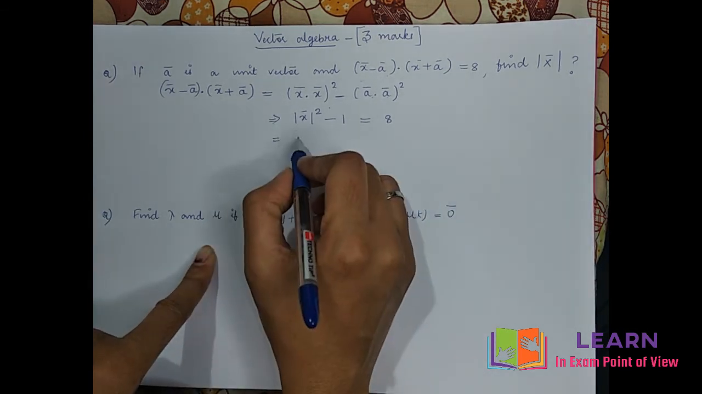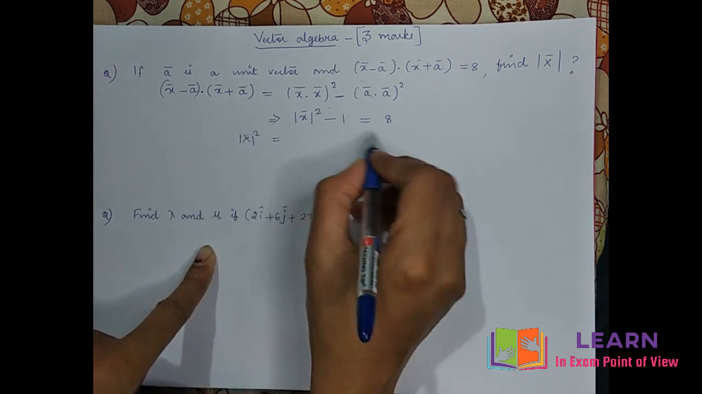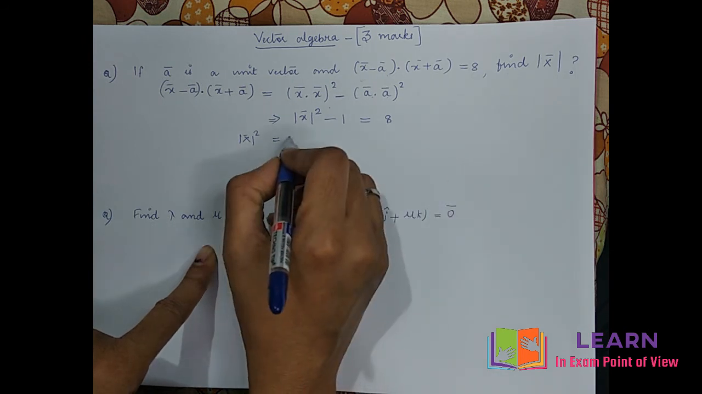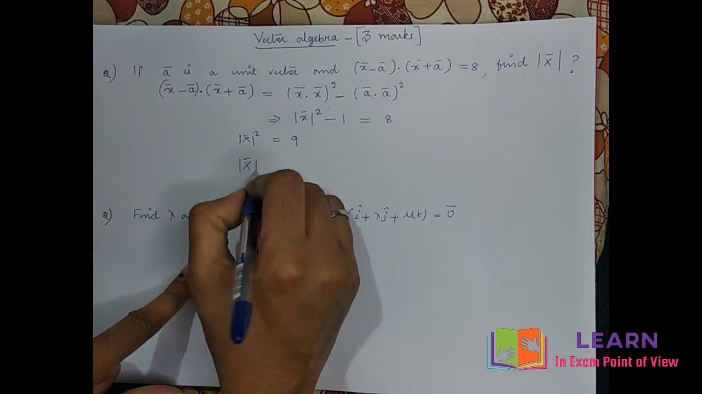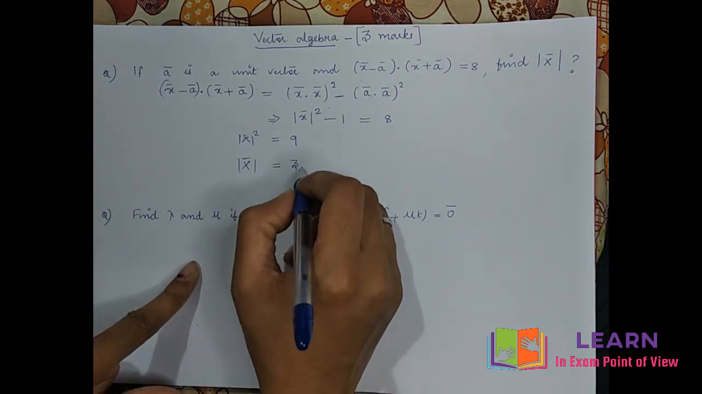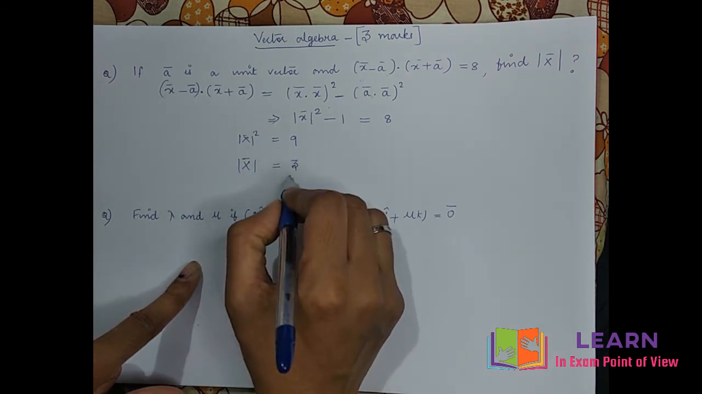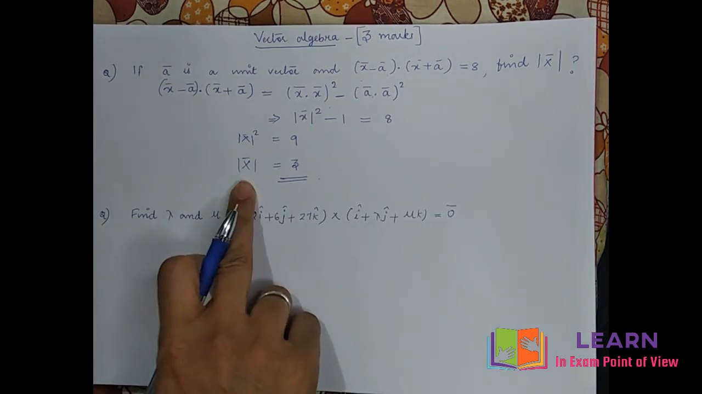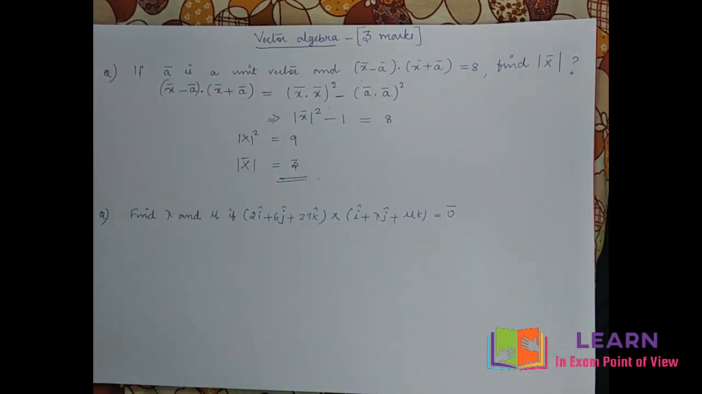Now mod x square is 8, and minus here will become plus 1, that is 9. Now mod x is what? 3. Its magnitude we have to write, so no plus or minus, since the modulus sign is there, directly you can write 3. So mod x vector is 3. It is easy, but this type also can be expected.